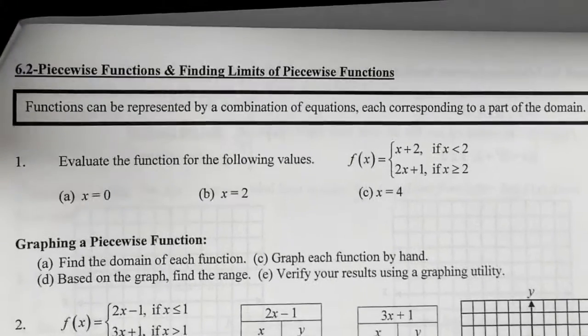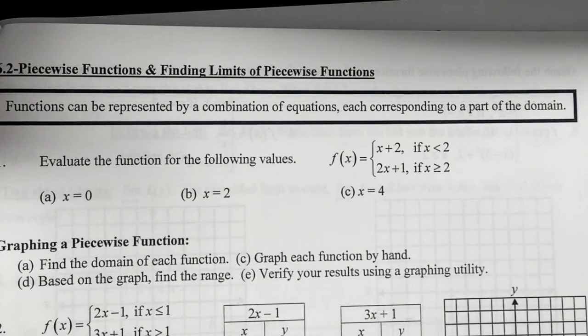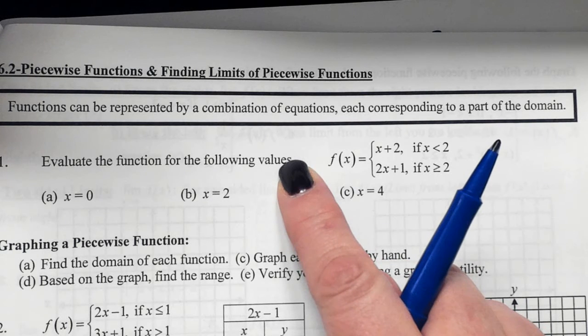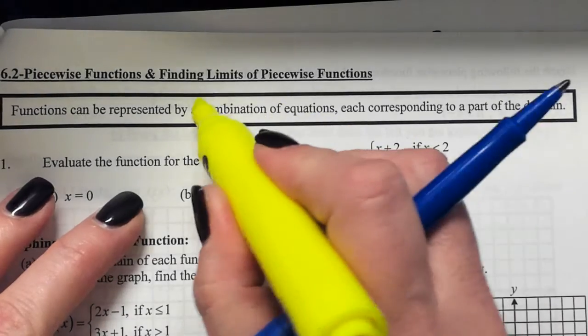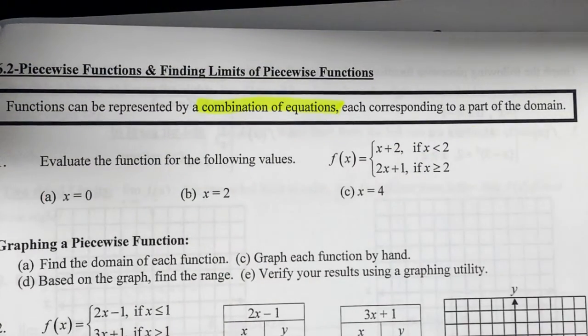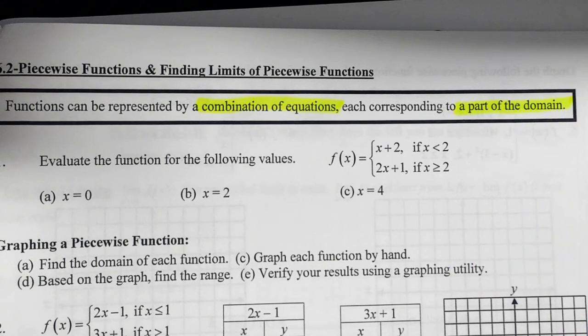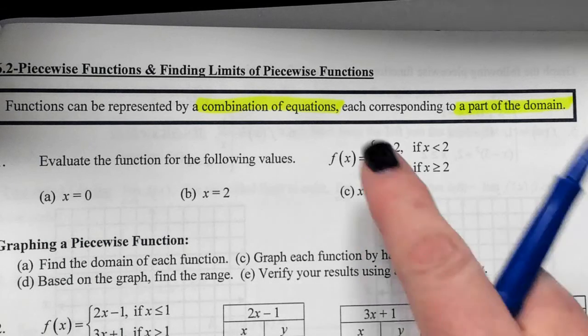When we talk about a piecewise function, that's exactly what it is. It's pieces of different functions that you're going to graph on exactly the same coordinate plane. So it's a combination of equations, and each equation is going to have a restricted domain. So when you see, for example, you're going to see a brace.